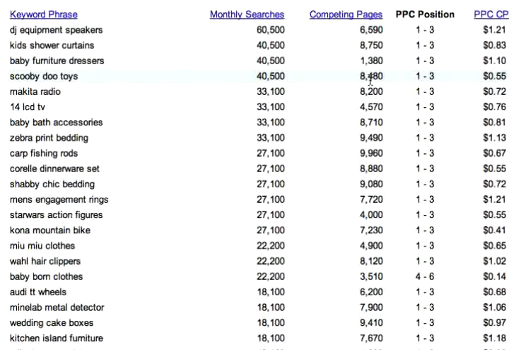But you can imagine looking through this list. Huge number of searches, ridiculously low competition. These are not only niches, these are keywords.